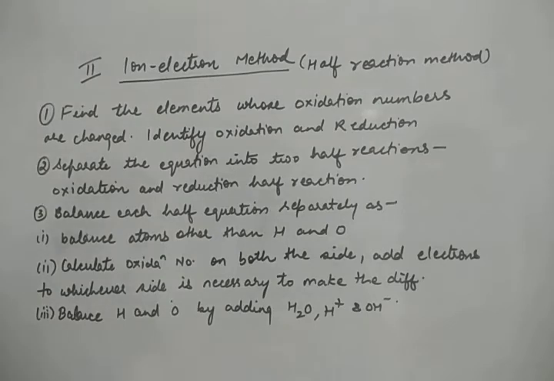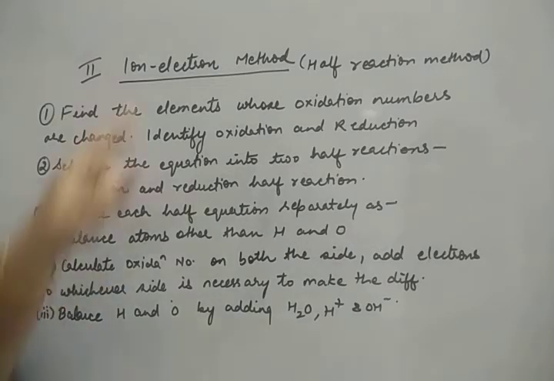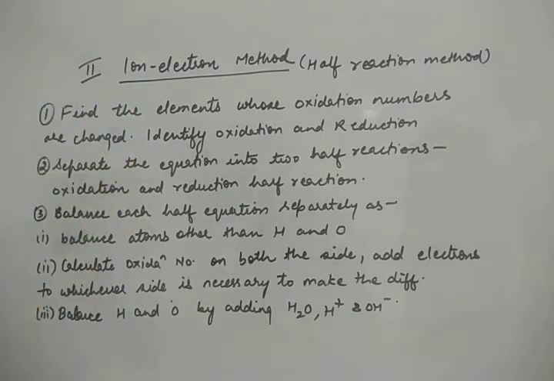Hello students, in the previous video we learned how to balance a redox reaction by using the oxidation number method. Today we are going to discuss the second method of balancing an ionic equation, that is the ion electron method. It is also known as the half reaction method. Now, what are the main steps that we will follow while balancing by using this method?